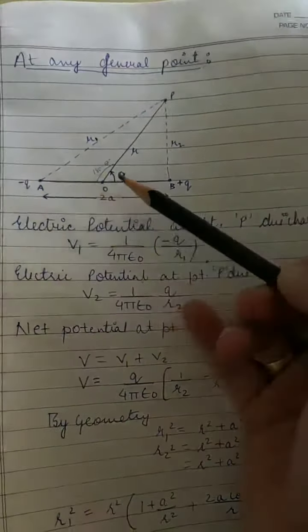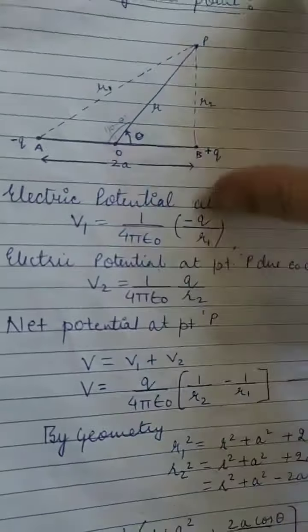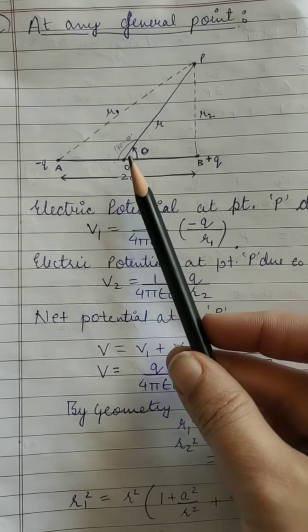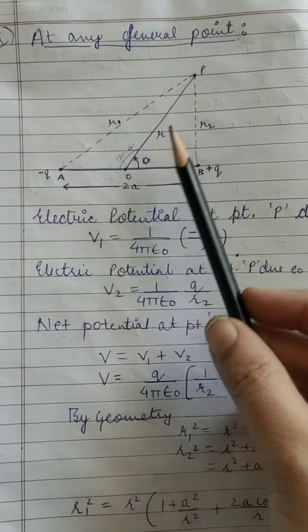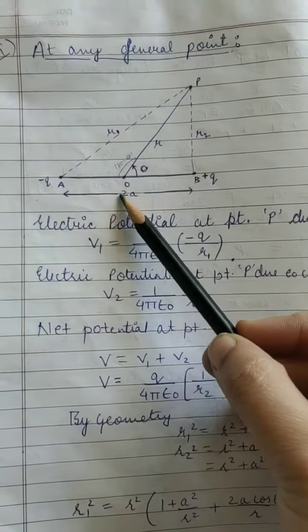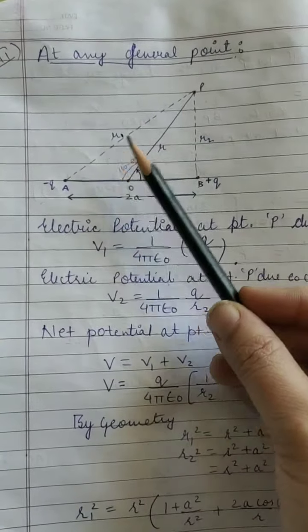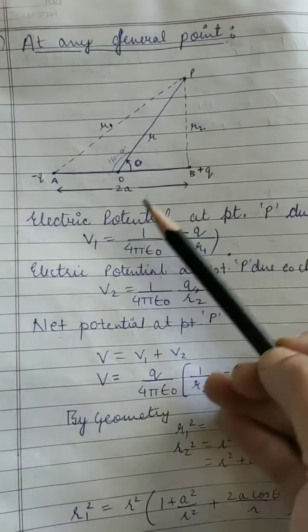We will consider a dipole that consists of two charges, minus q and plus q. The distance between the two charges will be 2a. This angle is theta. The distance of the point P from the center of the dipole is represented with r. The distance from A to P is r1, and from B to P is r2.